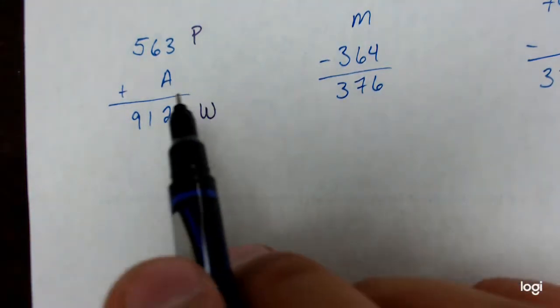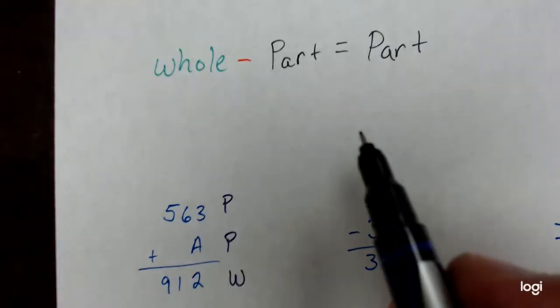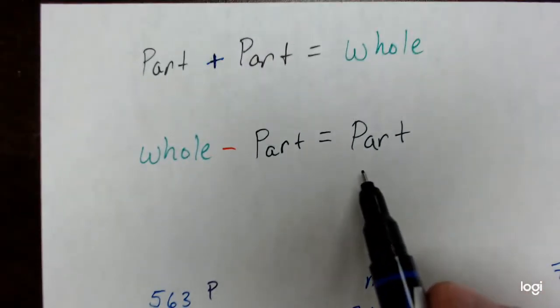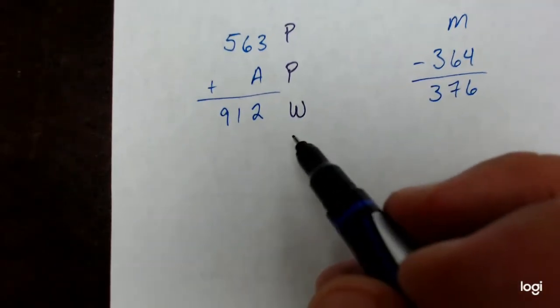Now, if I'm trying to find the letter A, which is also a part, how do I find the part of a number? Well, I need to subtract to find a part, right? So if I need to find a part, I have to subtract. So I take the other part, subtract it from the whole, and then I'm going to carry.